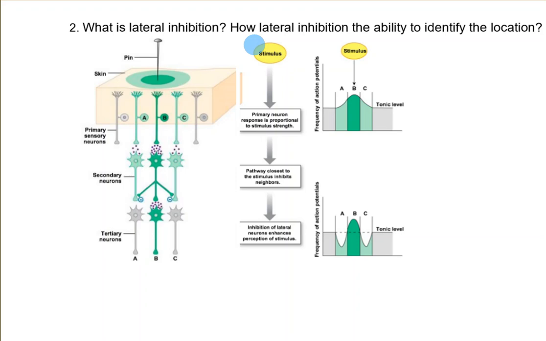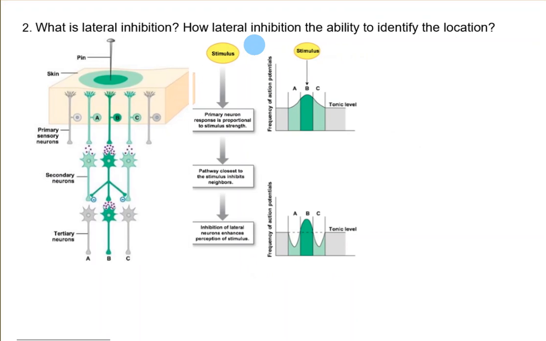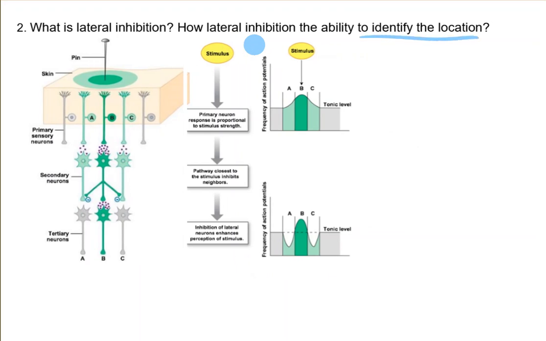This also exists in the visual system, but in the visual system, lateral inhibition is to increase contrast of light and colors, not necessarily location. So in the somatosensory, which is what this question is asking about, because it says how does it identify location, which implies that we are talking about somatosensory here. In the somatosensory, it increases the contrast. So let's see how it does that.